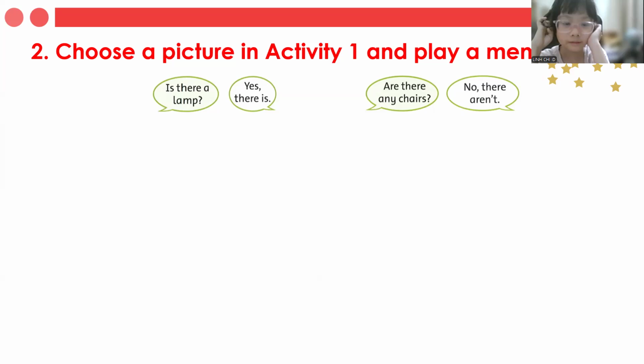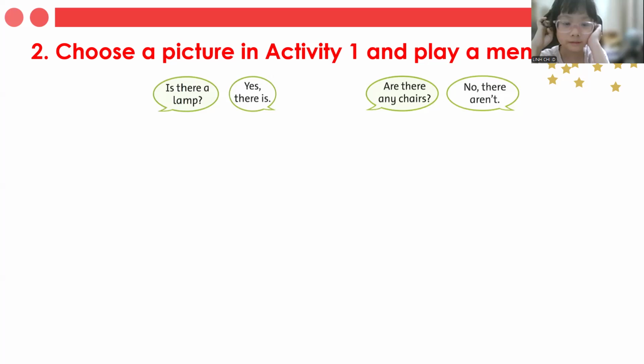No, there isn't. Yes, there is. Okay. Are there any books in the picture? Yes, there are. Nice, Mary. Okay, now, is there a book under the bed in the picture? No, there isn't. Yes, there is. All right, now, last one.